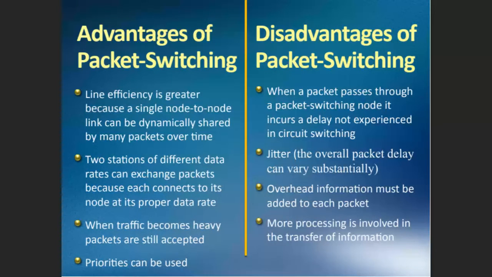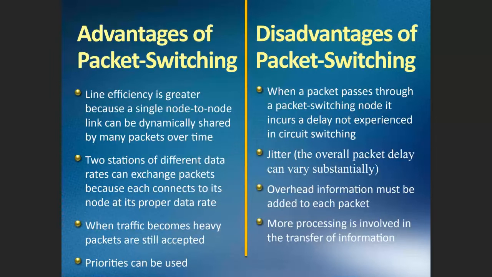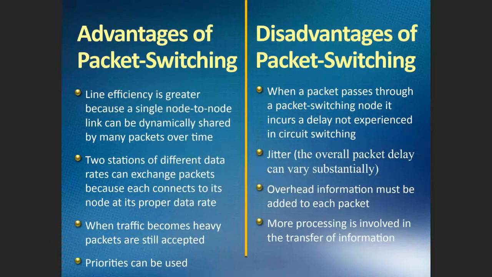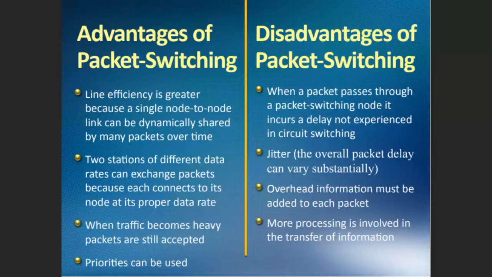We also have overhead information that must be added to the packet. Remember we said you put some information, who's the sender, who's the receiver, okay? This causes some delay and causes overhead. More processing is involved. Also with packet switching, you need to train the technicians who are configuring the network. With circuit switching it is easier. They just do wiring, they have some basic knowledge. Okay.